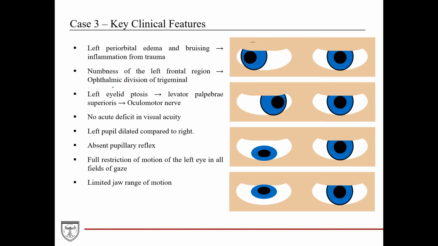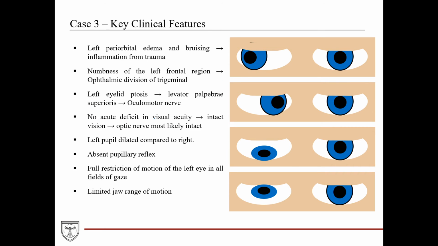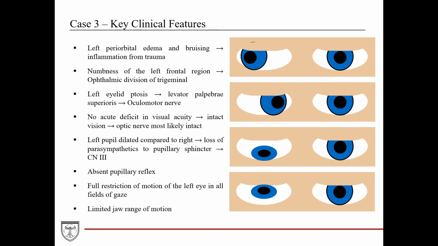The left eyelid ptosis, we talked about this with the previous case, is levator palpebrae superioris, which is innervated by the oculomotor nerve, cranial nerve 3. So now we're starting to put together the picture where we're thinking about cranial nerve V1 and cranial nerve 3. He's got no acute deficit in visual acuity. So I mentioned this already. That means his optic nerve is most likely intact because he can see. Left pupil is dilated compared to the right. We've talked about this a little bit as well. So he's lost those parasympathetics to the pupillary sphincter in cranial nerve 3.